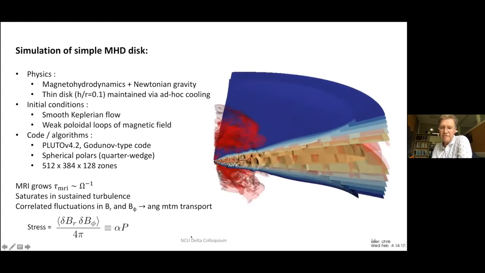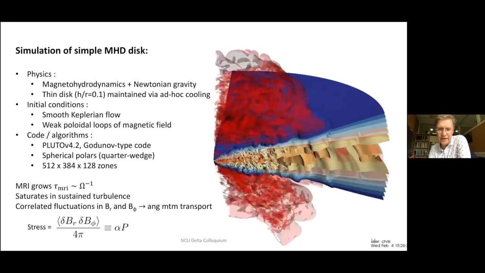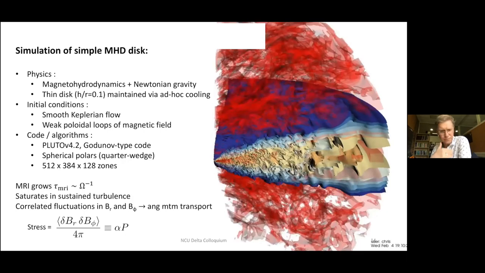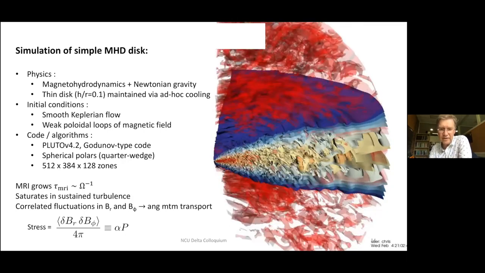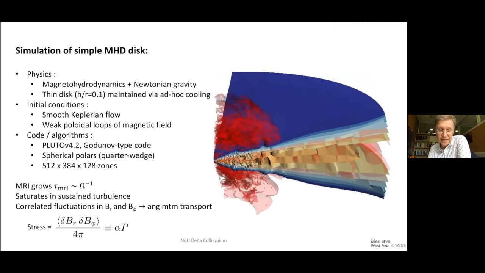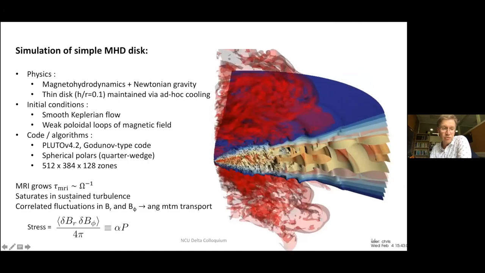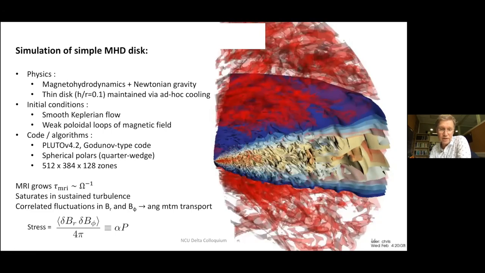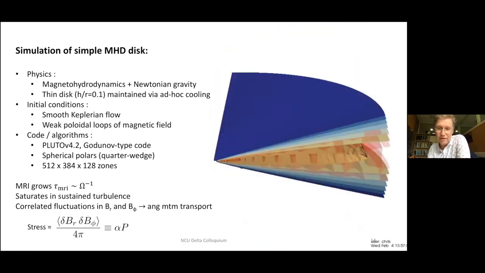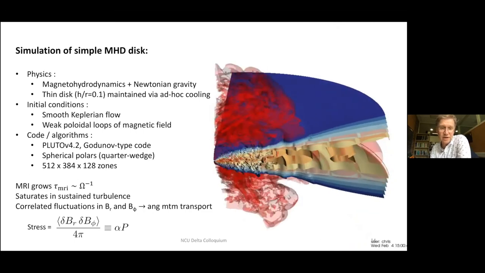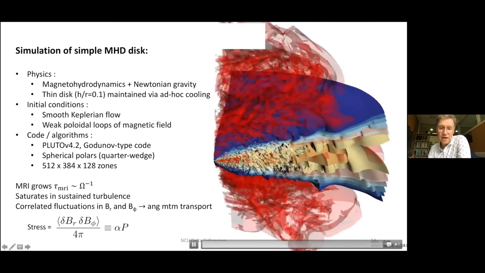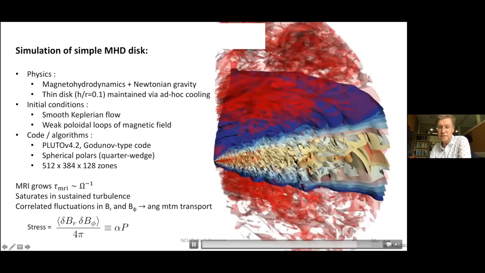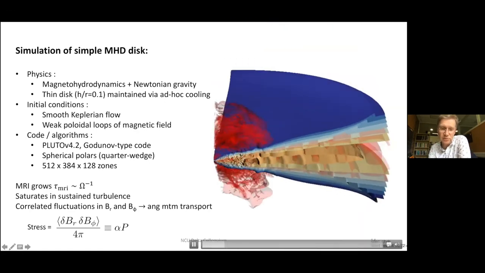So if I run that forward, you see that very quickly after you start it going, even though it started off with completely smooth initial conditions, the magnetic field gets strongly amplified by this magnetorotational instability. The growth time scale of the magnetorotational instability is essentially the dynamical time, the time it takes to go around by one radian. And the result is quite vigorous turbulence in the disk. And it's this turbulence that's responsible for the angular momentum transport.